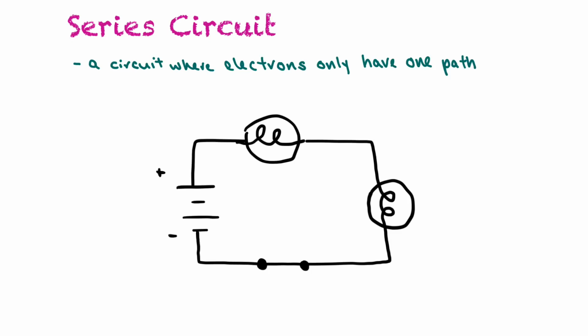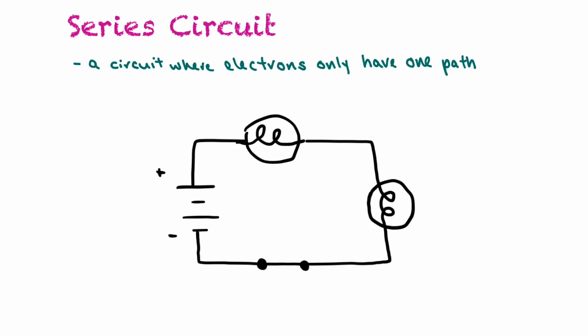So there's 2 different types of circuits. First, there are series circuits. And a series circuit is a circuit where electrons only have one path. So electrons would be flowing along here, through the light bulb, around here, through the second light bulb, and back to the battery. And that would just happen over and over again. One pathway.